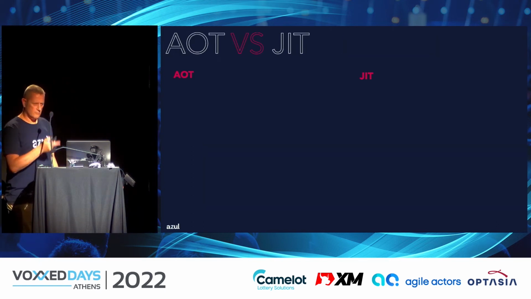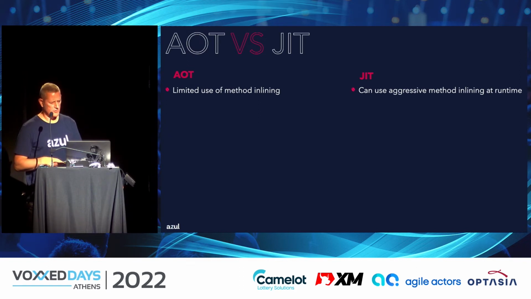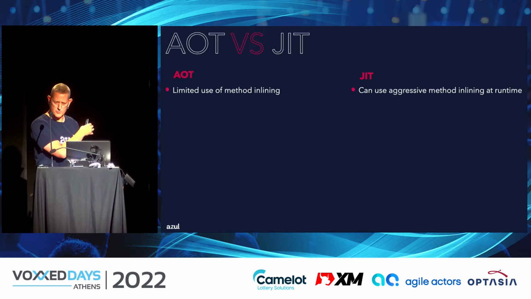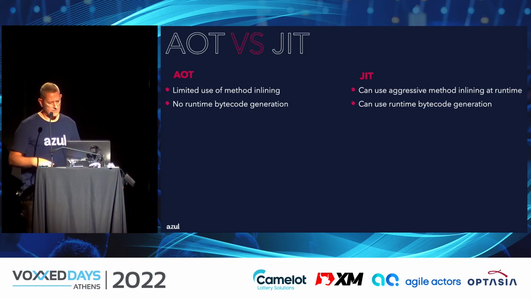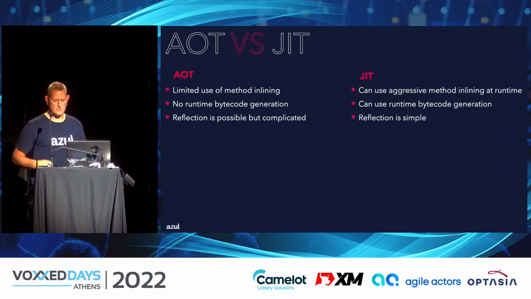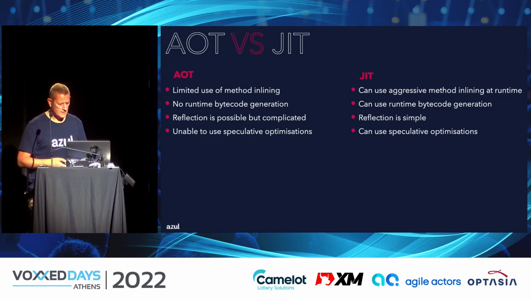Okay, so if we do a short comparison between these two, then we have limited use of method inlining with the AOT approach because we can only do that up front. The JIT can do that all the time. In the JIT, we have something like ongoing PGO, right? And we have no runtime bytecode generation in AOT, where the JIT can do runtime bytecode generation. Reflection is possible in GraalVM. It's hard, but it works. Reflection in JIT is not a problem at all.